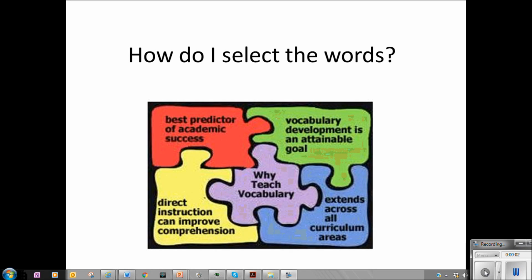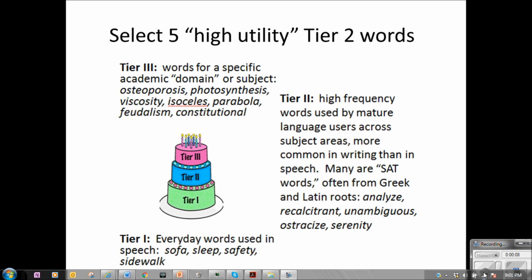This video will teach you how to select words for entry in your vocabulary journal. Our goal is to select 5 high-utility Tier 2 words each week. Tier 1 words are everyday words that you already know, so they probably won't be circled in your reading. Tier 2 words are those high-frequency words used by mature language users across subject areas.